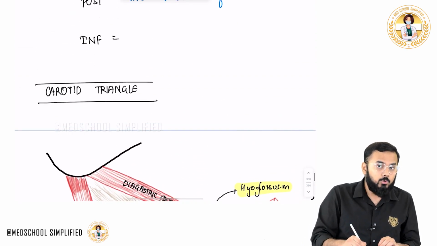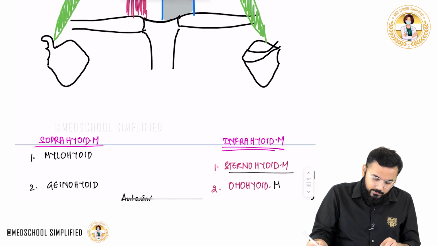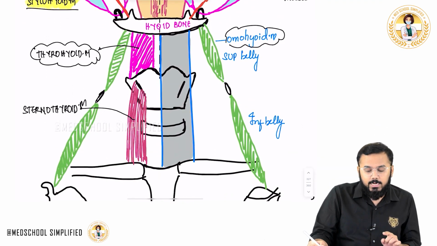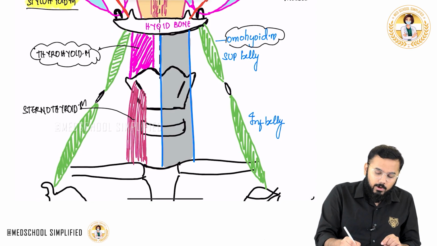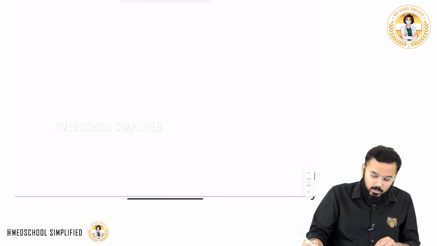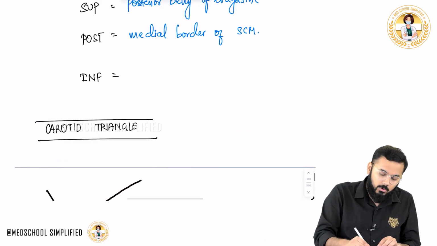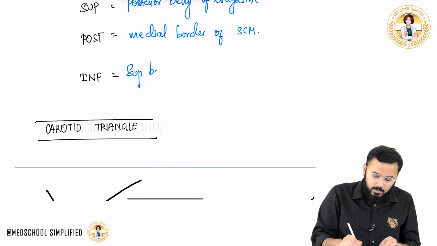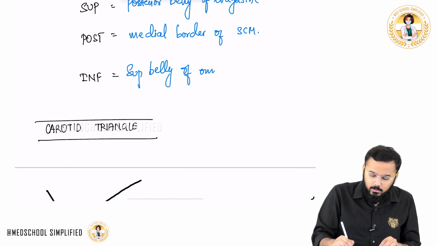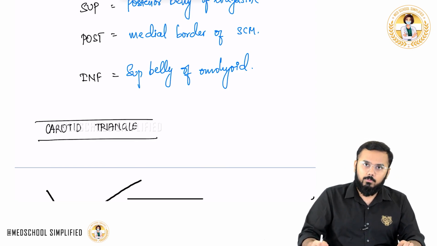What is this omohyoid? If you have watched my previous lecture on suprahyoid and infrahyoid muscles, there you will understand omohyoid muscle has two bellies. Let me show it to you right now. You see this green color muscle here? This is called your omohyoid muscle. This omohyoid muscle basically has two bellies. See, this is called the superior belly, this is called the inferior belly. So that is what I have drawn over here. This belly which you can see over here is called the superior belly of omohyoid muscle. Okay, so this is one very important thing.